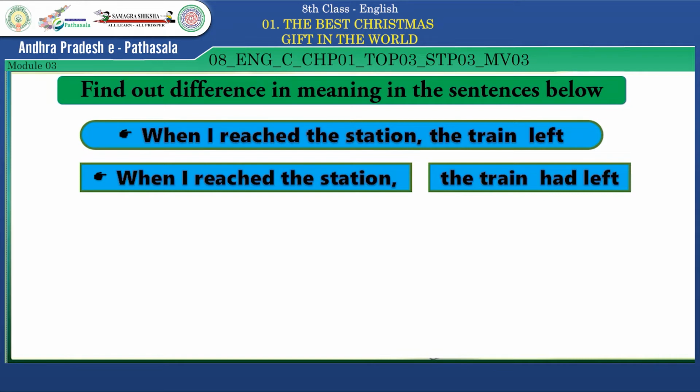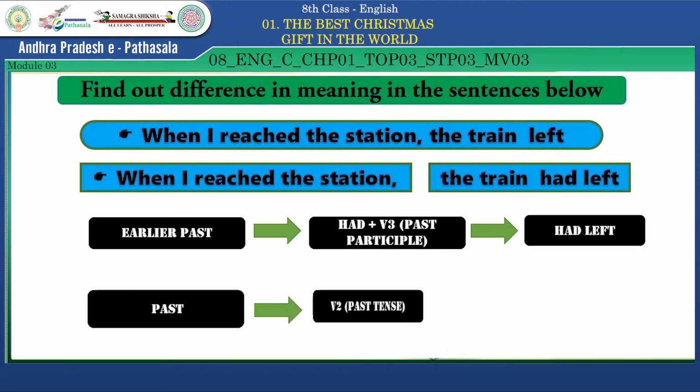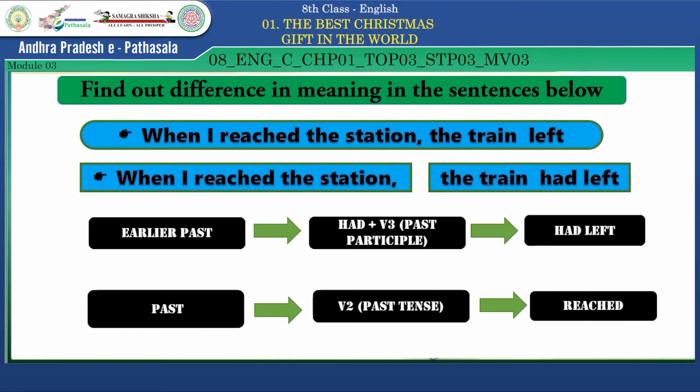Now coming to the second sentence, that is when I reached the station, the train had left. Two events, that is had left and reached, had occurred at different times in the past, that is earlier past and past. So the event which occurred first is said to be earlier past and expressed in the past perfect, that is had left. And the event which occurred second is said to be past and expressed in the past tense, that is reached.